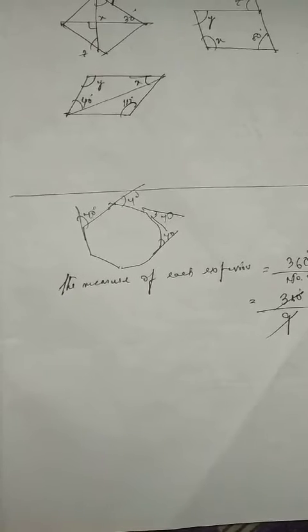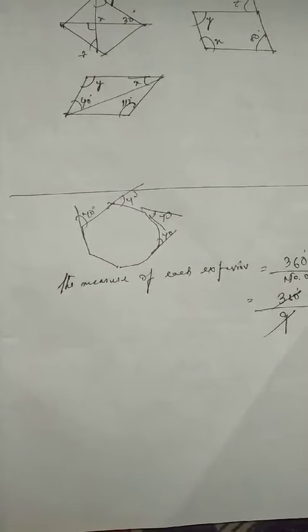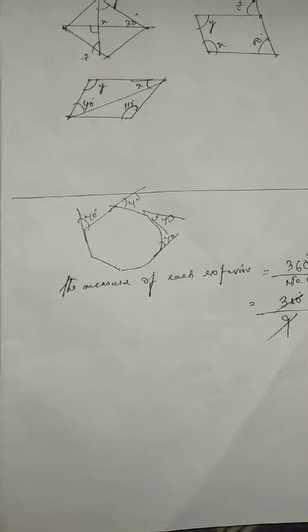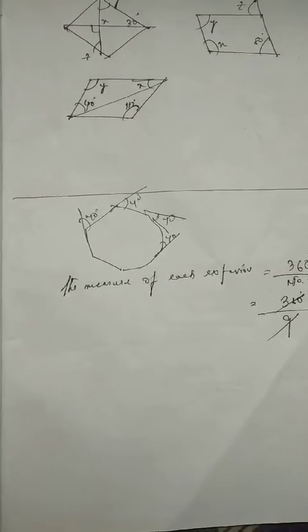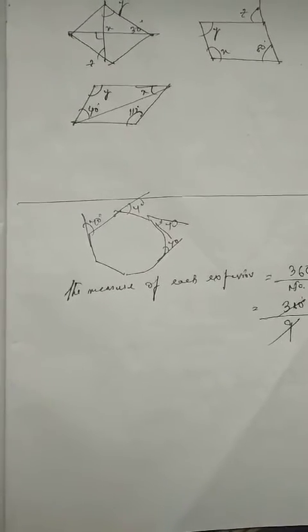Now in question number 3 it's written: how many sides does a regular polygon have if each exterior angle is 24 degrees? Now it's in reverse order, a bit of a twist in this question. Now you are given the measure of the exterior angle and you have to find the number of sides. Children, same thing.